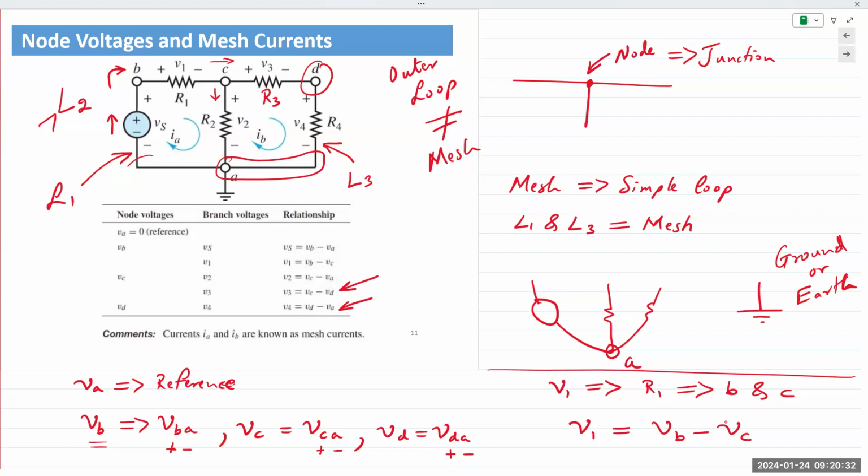Yes. Don't worry about mesh currents now. That was just for introduction, introducing the topic, but we'll look into mesh currents when we get to mesh current analysis. Right now, mesh currents don't have anything to do with node voltage analysis, so we'll leave that on the side.